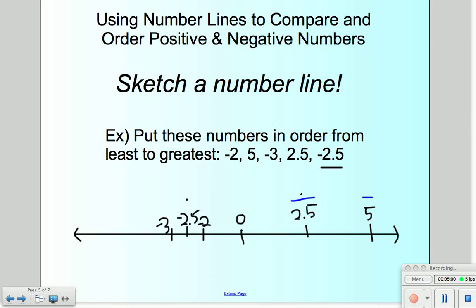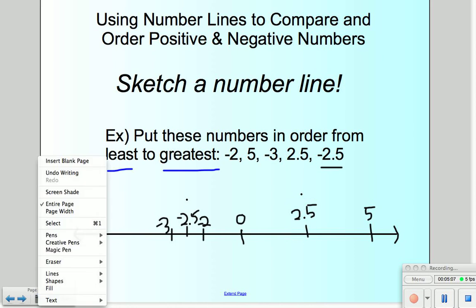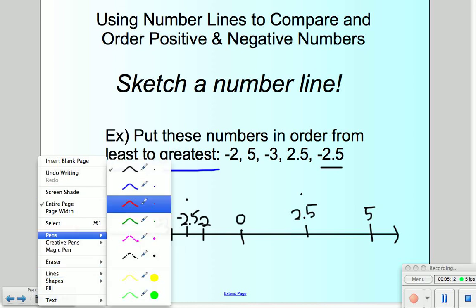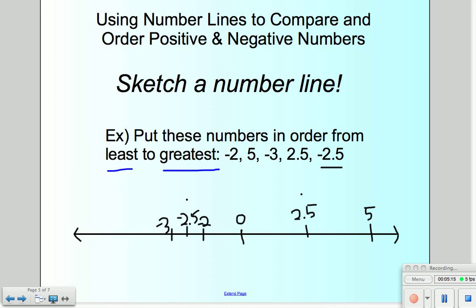So now they want it in order from least to greatest. Please pay attention to the order they want it in, because if they said from greatest to least, it would be a completely different answer. So because they want it from least to greatest, we have to figure out, well, what is the least and what is the greatest. Your least is always to the left of the number line. So the farther left it is on the number line, the lesser the value is. And the farther right on the number line, these are the greater numbers.